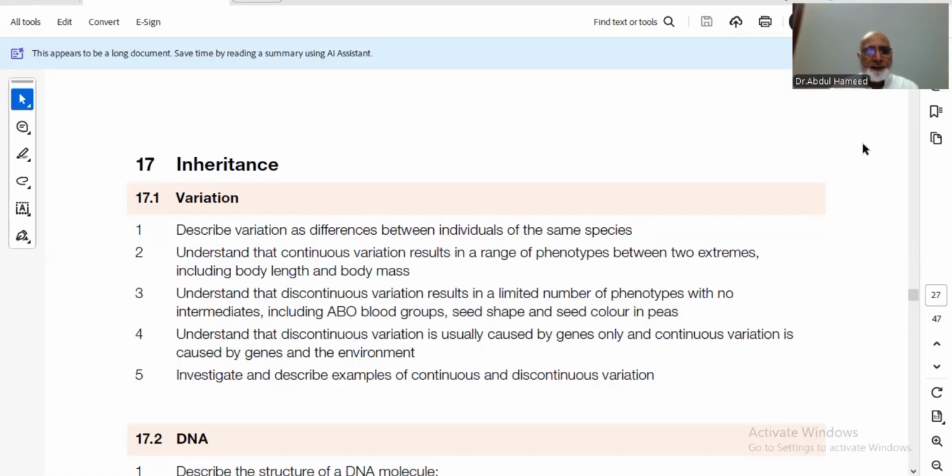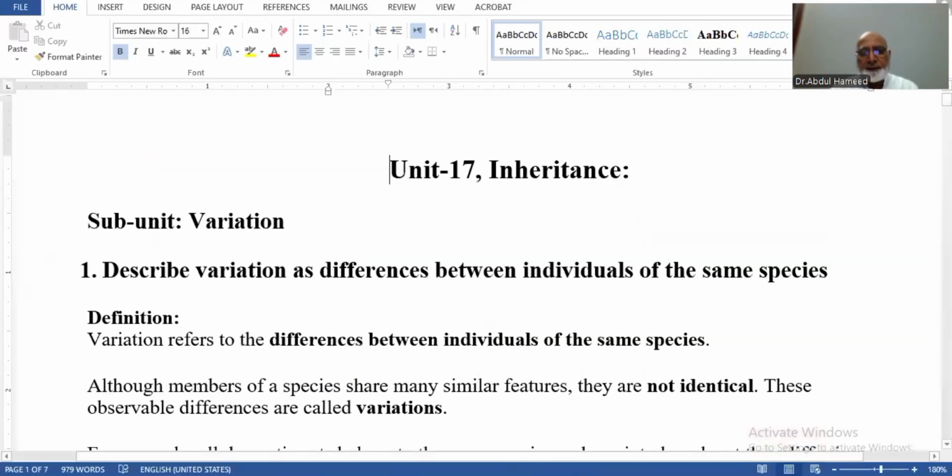This lesson is of unit number 17, Inheritance, Biology 5090 level, and the subtopic is variation. And in this topic, there are further 5 subtopics. So I'll try to catch up all the different topics in one document.